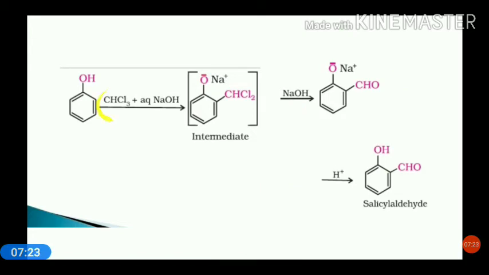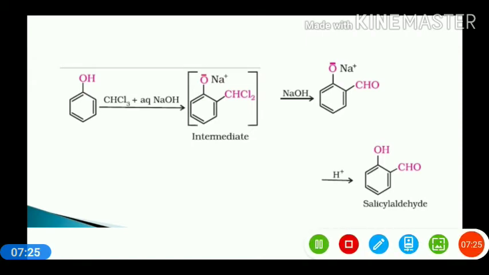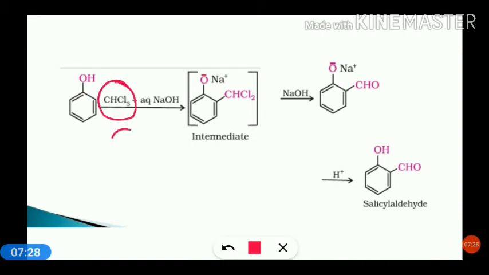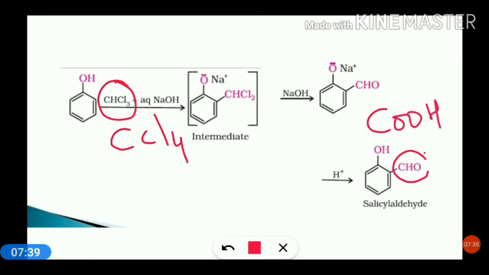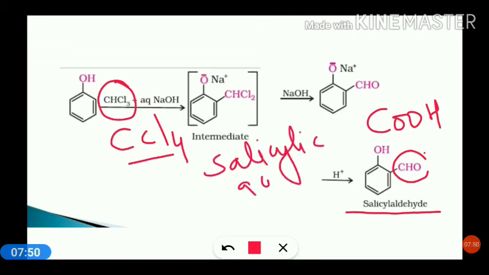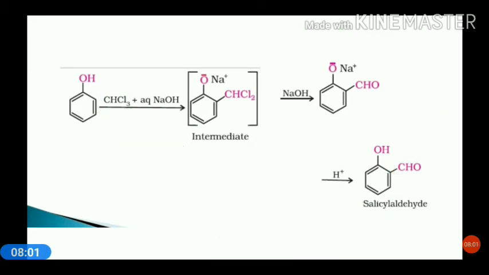But instead of CHCl3, instead of chloroform, if you use CCl4, then what will happen? Here, instead of CHO, a COOH group will be obtained. So, with chloroform, salicylaldehyde will be obtained. With carbon tetrachloride, salicylic acid will be obtained. So, you can synthesize salicylaldehyde or salicylic acid with the help of the Reimer-Tiemann reaction.